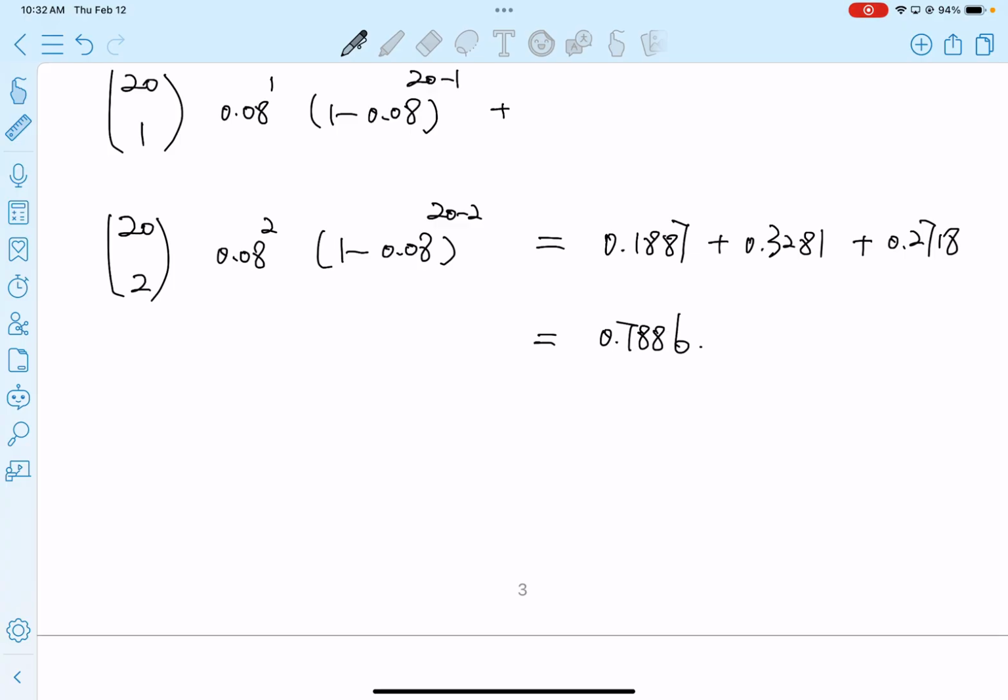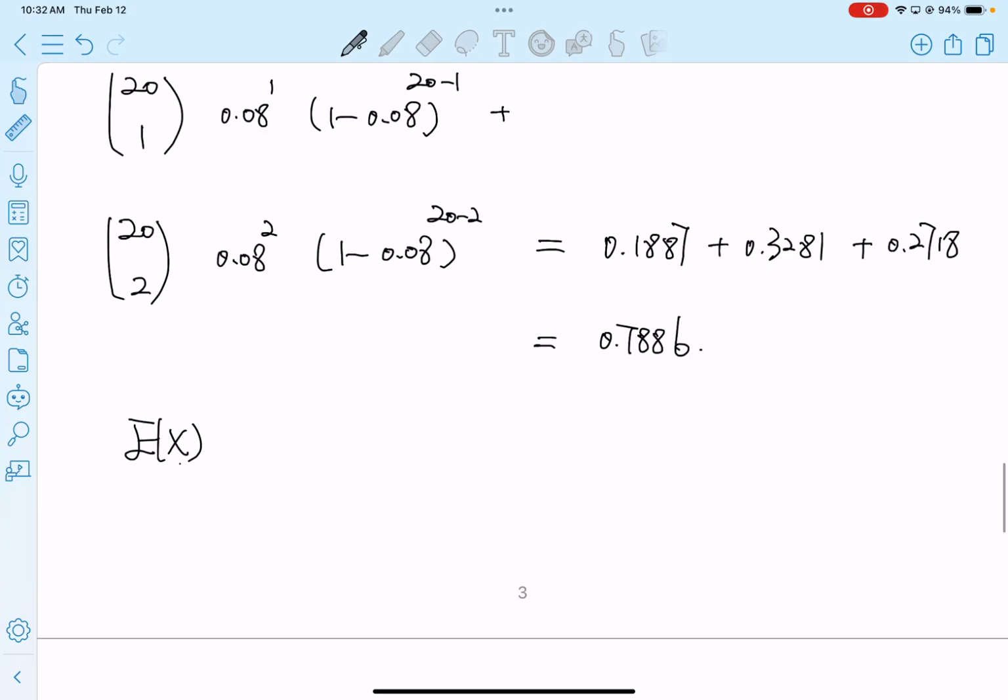Back then, we derived the expectation of a binomial distribution, E of x. If you look up your notes, it is equal to n multiplied by p. Now, in our case, n is 20 chips, and the probability of each being defective is 0.08. This is equal to about 1.6. That is saying, on average or in the long term, you are expected to have 1.6 chips defective.